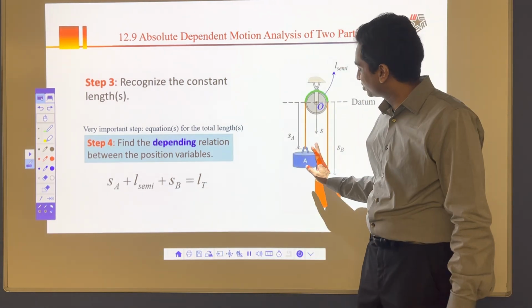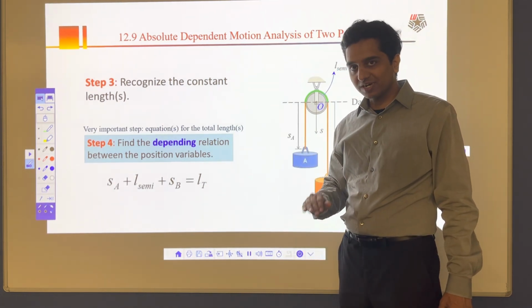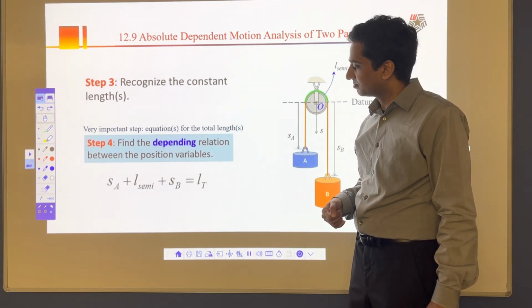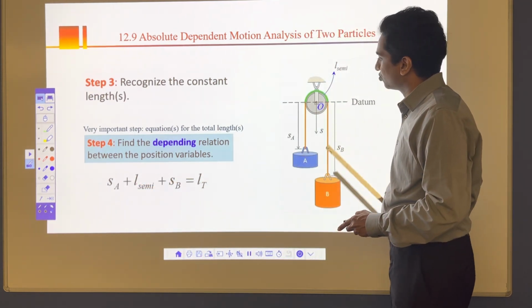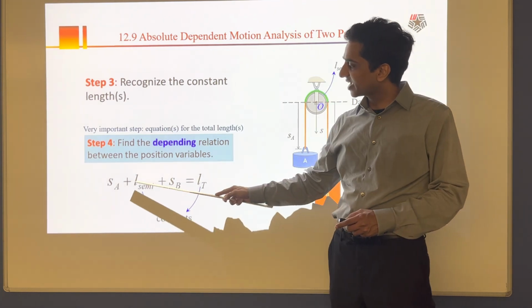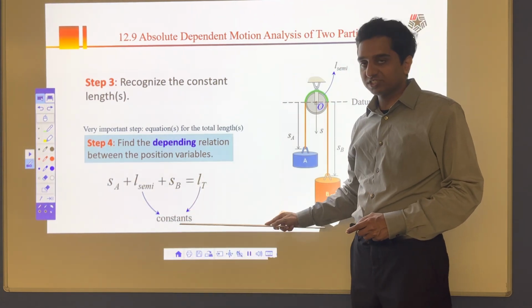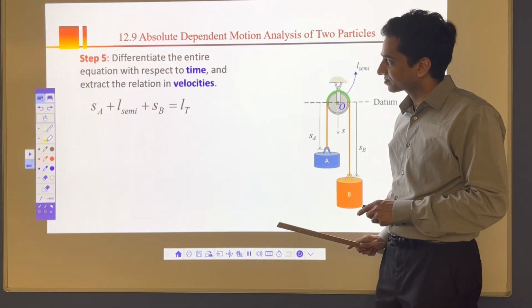Now, of course, this one is simple, but later you will see complicated problems. If you get this equation right, you solve 80% of the problem. Get this one right: SA plus L semi plus SB is equal to total length. You're done with your total length. Recognize the constant length again. L semi and LT are constants. Keep that in mind. They are going to be our constant lengths.